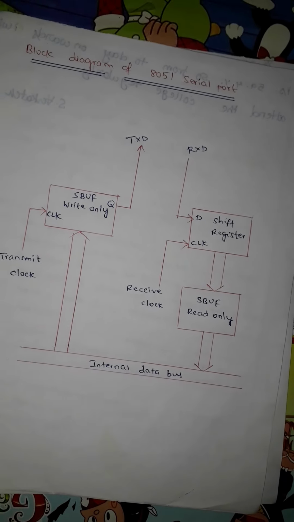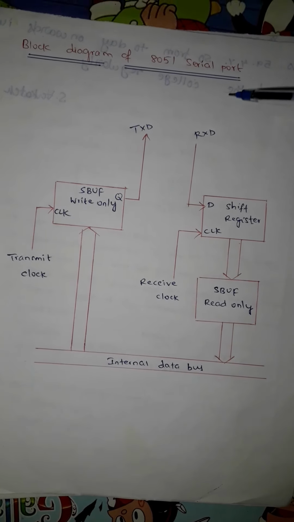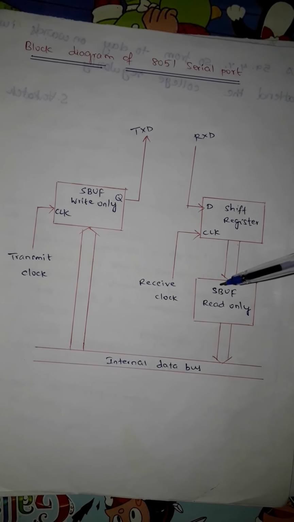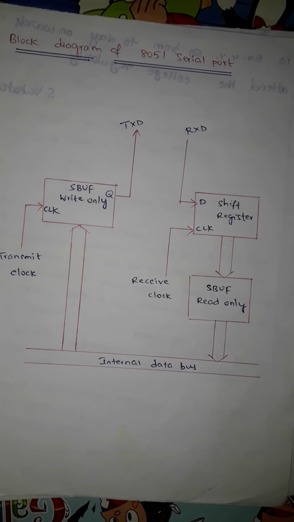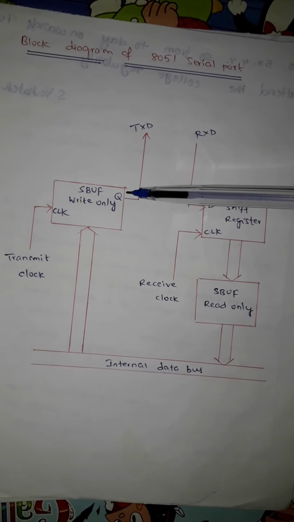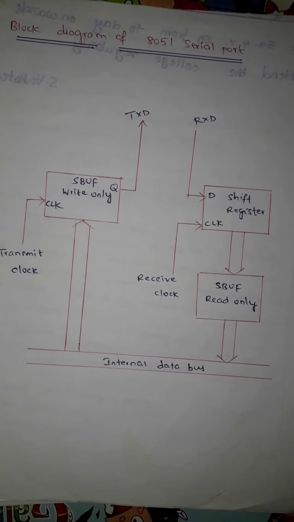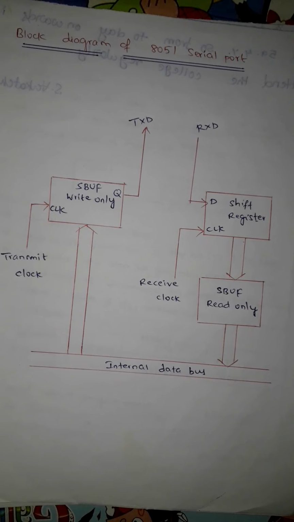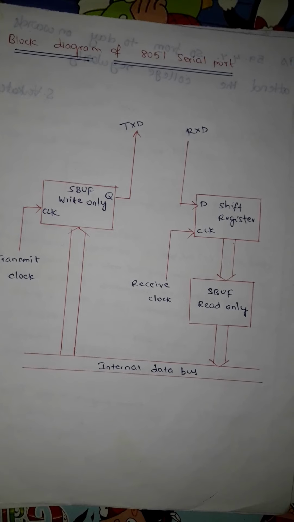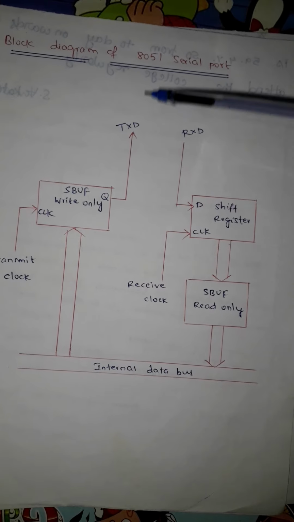Now let us look at the block diagram of the 8051 UART serial port. In this block diagram you have 2 serial buffer registers, one for write operation and another for read operation, and also a shift register. If you want to transmit the data, first the data is placed in the S buffer register. Once you apply the transmit clock to the clock signal and write the data to the S buffer, it is transmitted over the TXD line.